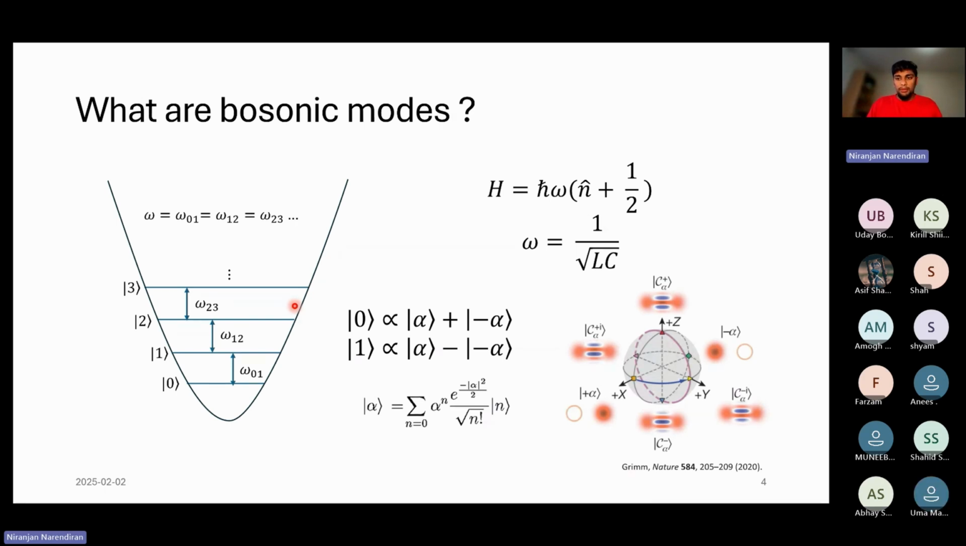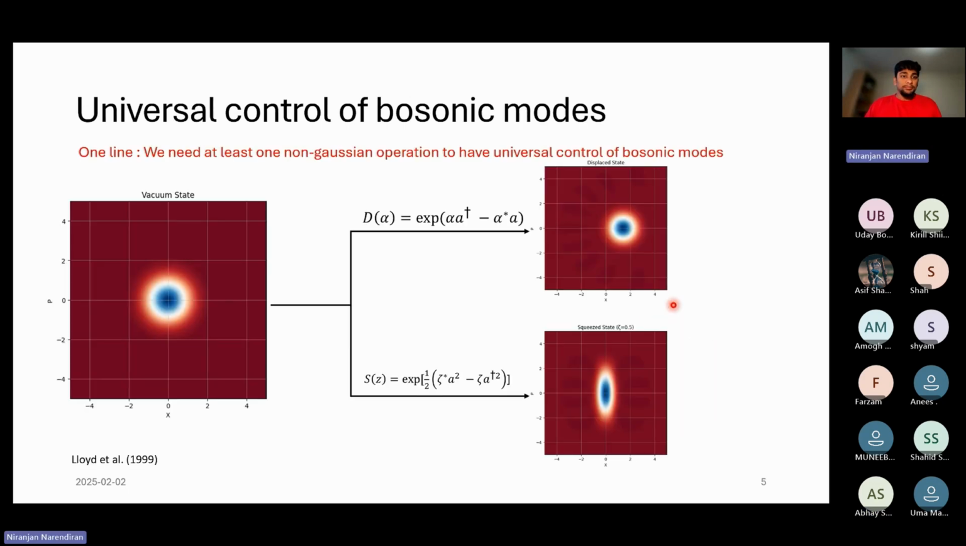To achieve a universal control over such a harmonic oscillator, or a logically encoded qubit on a harmonic oscillator, we want some certain things. So we know there exists the Bloch sphere. A universal control means you should be able to access every part of this Bloch sphere. So you should have a gate set that takes you from point A to point B anywhere on this Bloch sphere, right? To have such a system, we want to understand Gaussian and non-Gaussian operations in terms of bosonic modes.